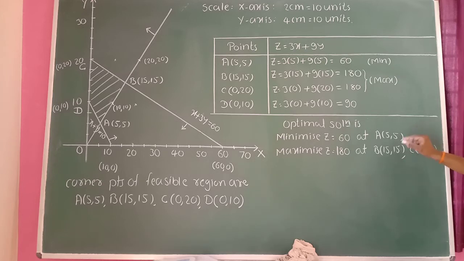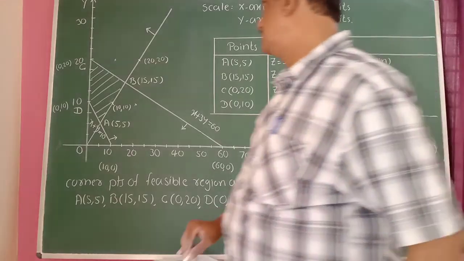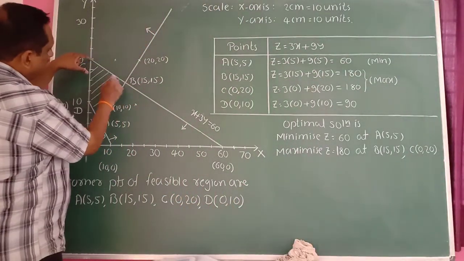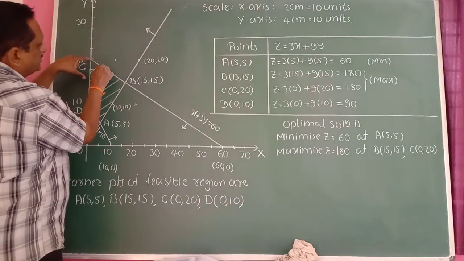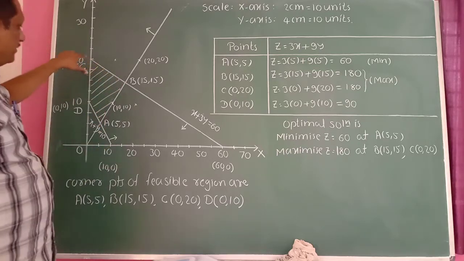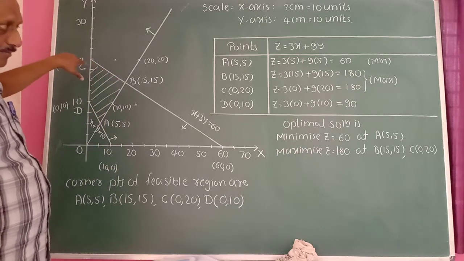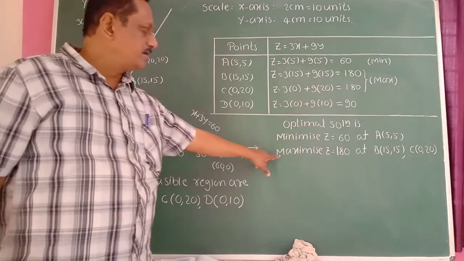The minimum is a unique solution, and the maximum is a multiple solution, because between B and C there are an infinite number of points. Each point gives the same answer, 180 only.